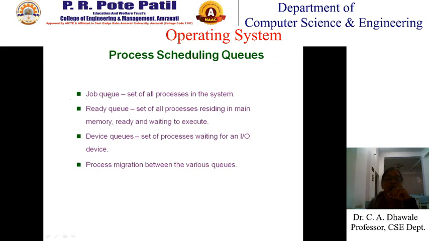Okay, so this is the job queue, where all the processes, including those in the secondary memory and the primary memory, are stored. Ready queue, those are ready and waiting for execution, and device queues are for those waiting for the IO devices. And processes migrate from one queue to another queue. So this is all about the process scheduling queues.